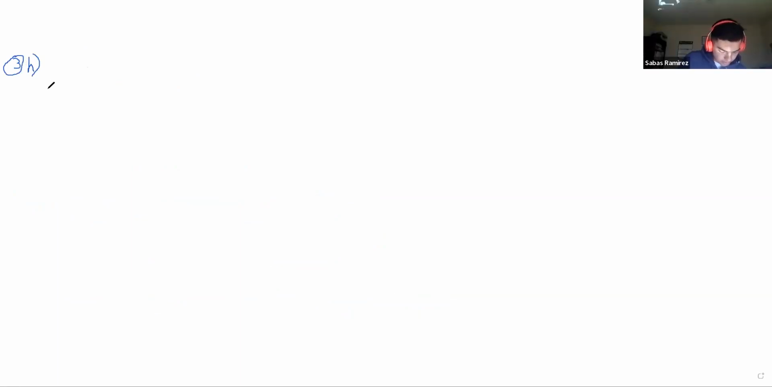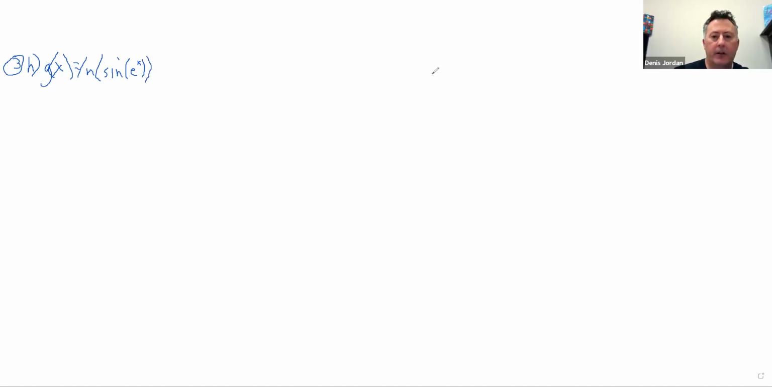And then that's g of x is equal to ln, parentheses, sine, and then the angle of sine is e to the power of x. Does this look like what it is? Yeah, that's it. Okay. And it's still asking for the derivative? Yeah, it's asking for the derivative.